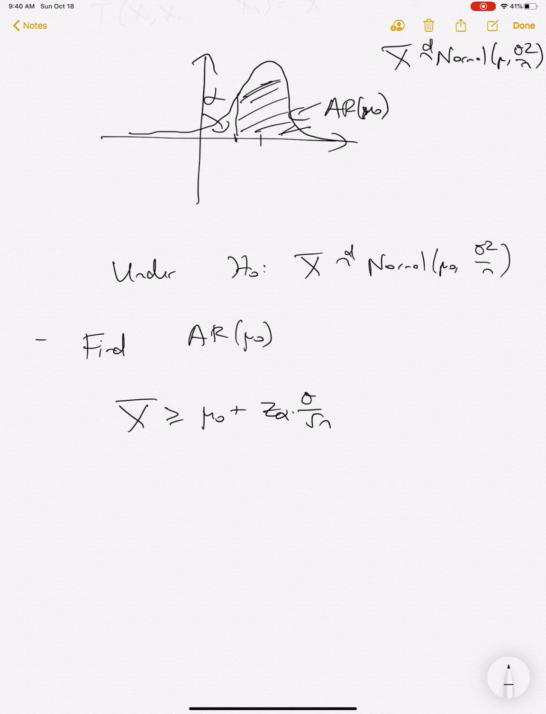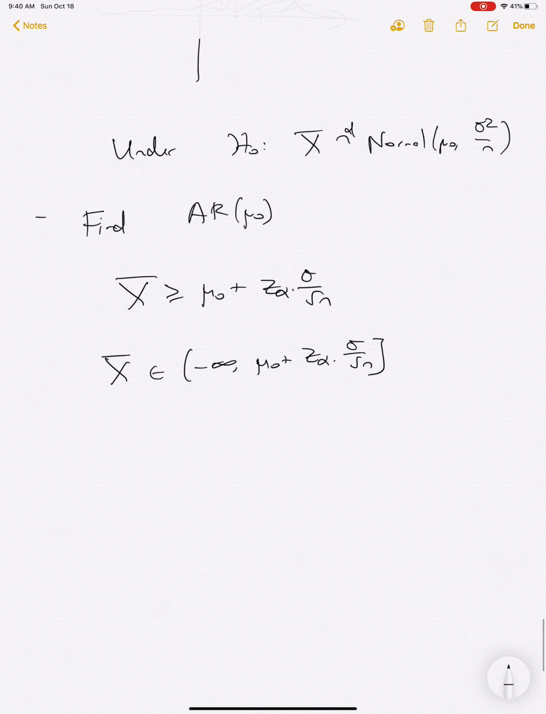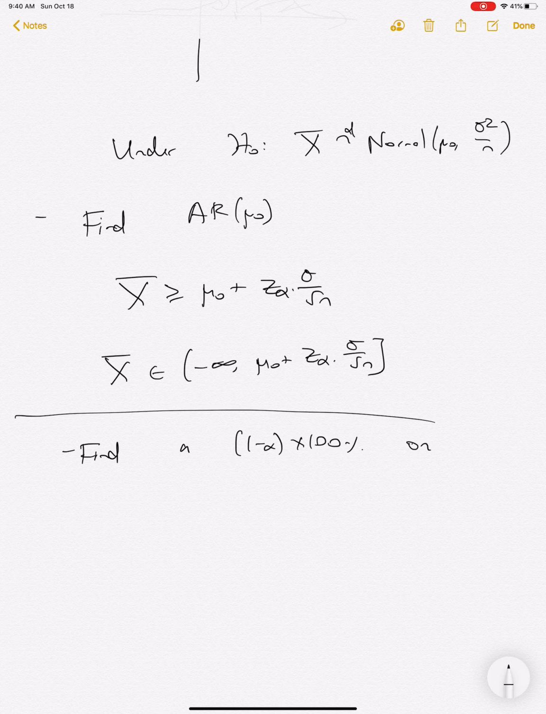And similarly, you can rewrite this as x bar is in negative infinity to that value. Okay. And so we want to then find a 1 minus alpha times 100% one-sided confidence interval.